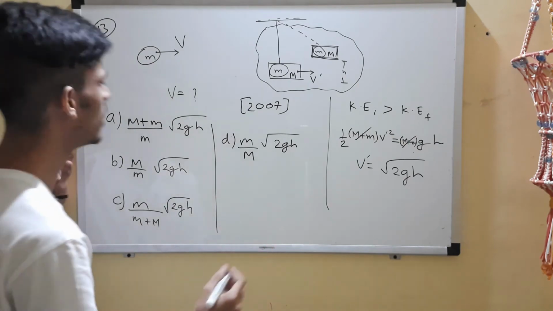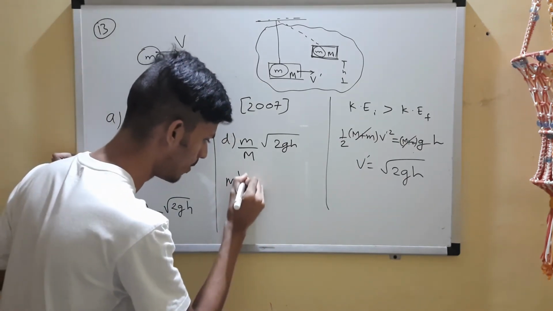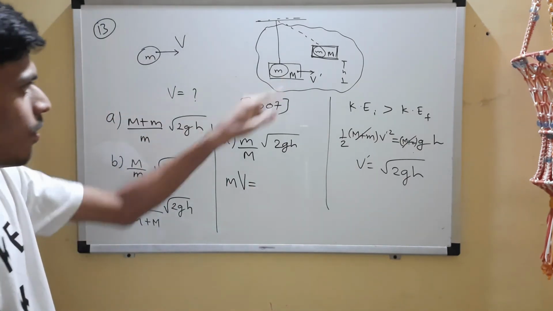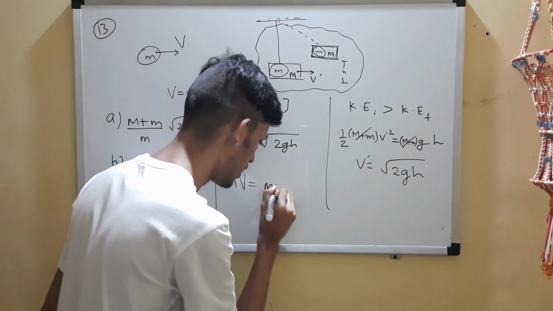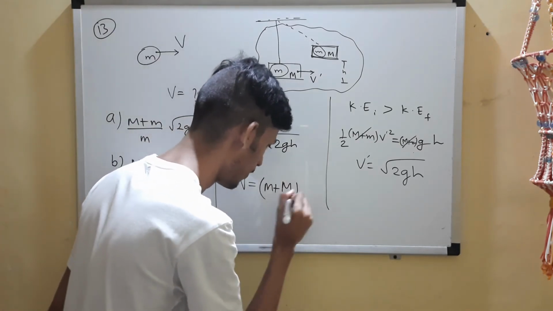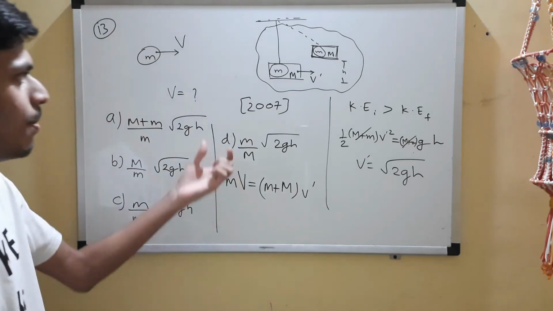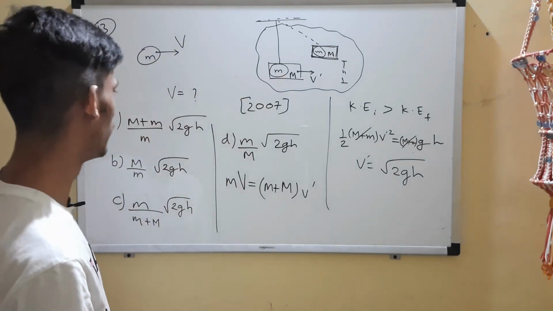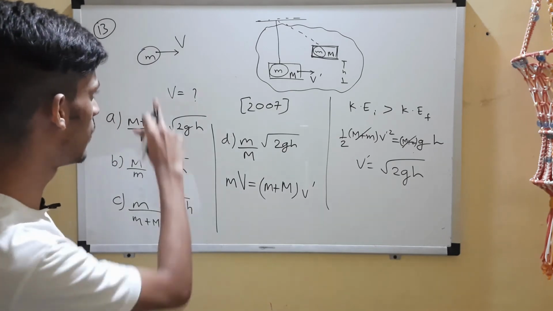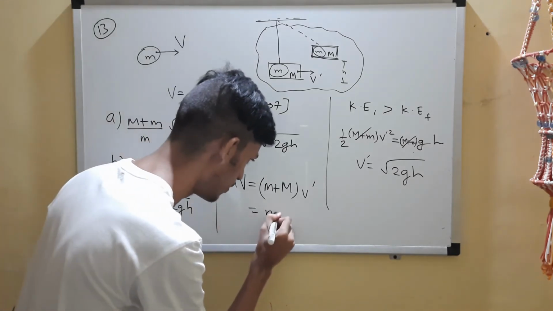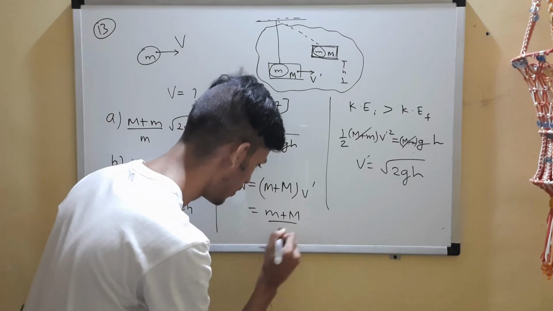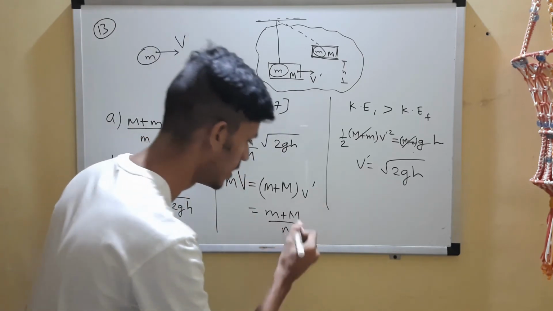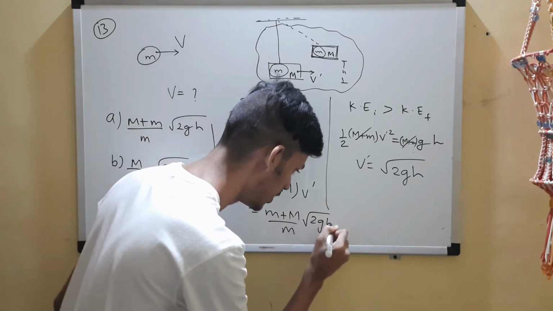Now we will conserve momentum. Initial momentum m into v is equal to final momentum, which is M plus m into v dash. Once we do that, what will we get? We have to find v. So we'll get M plus m upon m, and v dash is root 2 gh.